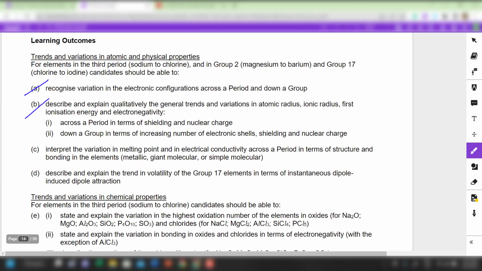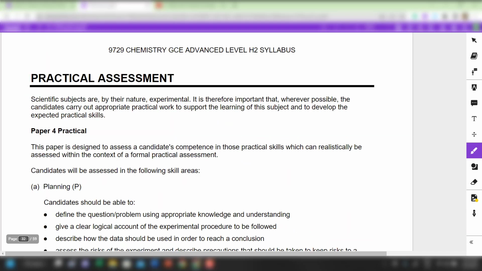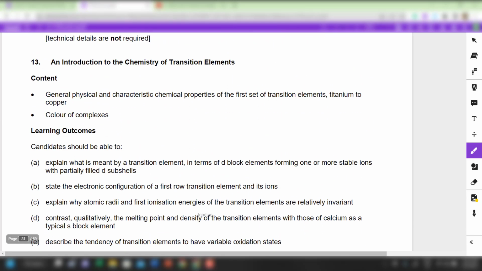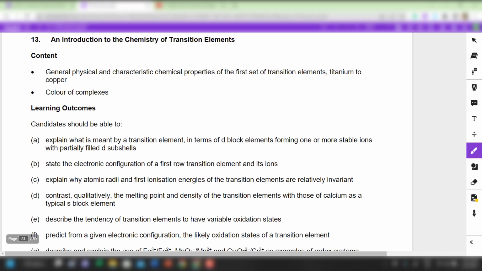Okay, so transition element is right at the back. So let me go to transition element over here. So this is the last topic you will learn in your whole of H2 chemistry curriculum. So you probably learn it in 2024 May. That is about 16 months from now.